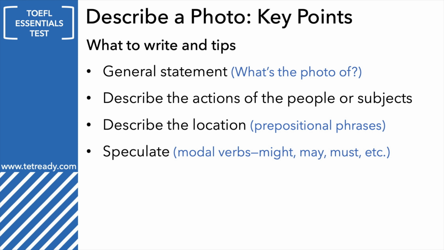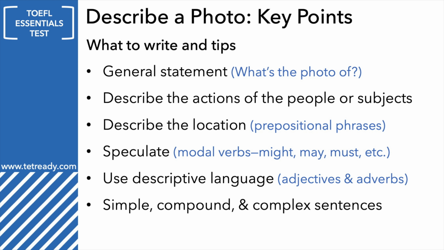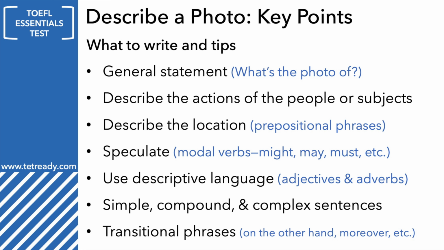You should also think about speculation. So you don't have to write exactly everything you see in the photo, but rather you can speculate about why something might be happening. Of course, to speculate, you can use lots of language, such as modal verbs like might, may, must, etc. Also, it would be really helpful if you use descriptive language, so think about adjectives and adverbs. Adjectives, of course, describe nouns, and adverbs are useful for describing actions. And just like the criteria said, you should use simple, compound, and complex sentences. So use a range of grammar. And transitional phrases can be used to make your answer smooth and cohesive. Remember, that was on the criteria.